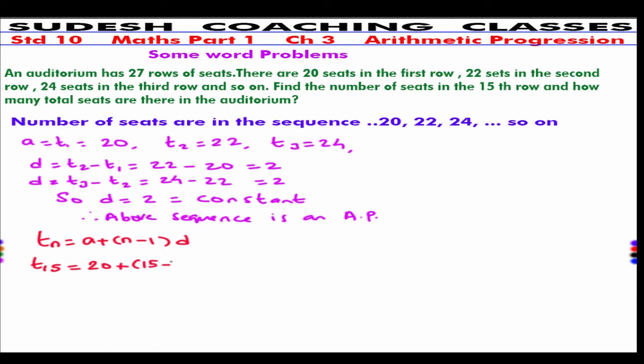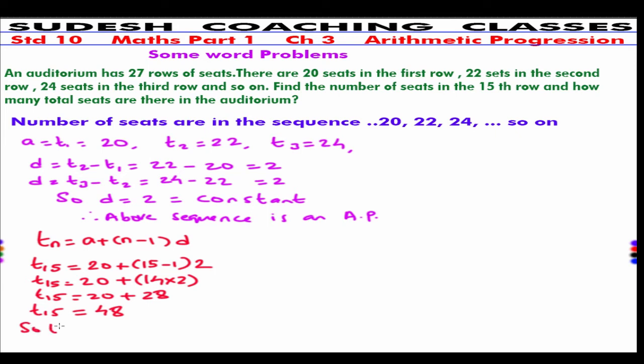What is n? It is 15 minus 1, into difference, and can you see the difference? It is 2. Let us substitute that 2 over here. T15 is equal to 20 plus 15 minus 1, which gives us 14, into 2. T15 is equal to 20 plus, what is 14 twos? It is 28. T15 is equal to 48. So the 15th row will have 48 seats.